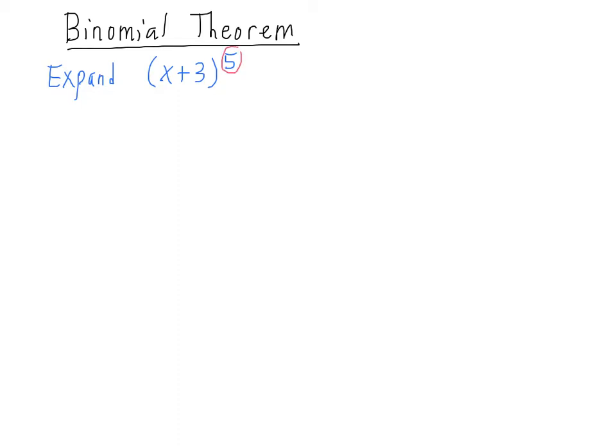Keep in mind that this 5 is our n. And if the n value is 5, we said that there are going to be 6 total terms. Remember that if n is 5, yes, it's the power of the binomial, but it's also going to be the fifth row in Pascal's triangle. Now this is a reasonably small number, so it wouldn't be too terribly time consuming to construct Pascal's triangle.